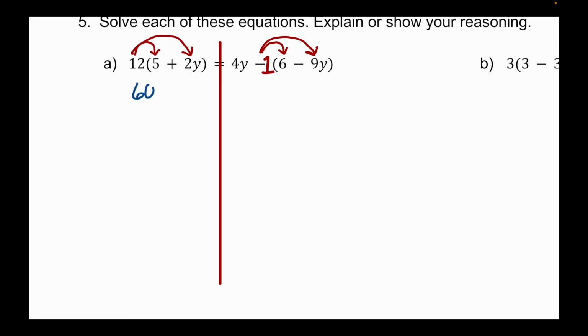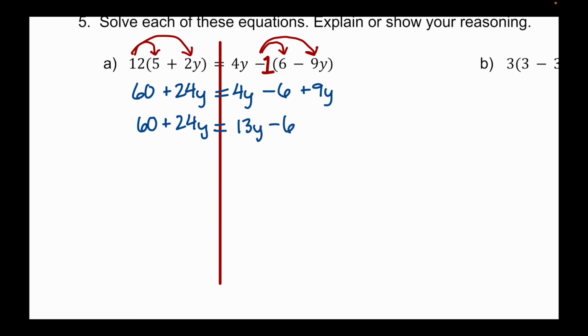So 12 times 5 is 60, and 2 times 12 is 24. Then over here, we're going to have 4y. -1 times +6 would make -6, and -1 times -9 makes +9y. So I'm going to leave the left side alone and just combine like terms on the right. 4 plus 9 makes 13y. Now I get to move things around. Let's subtract 60.